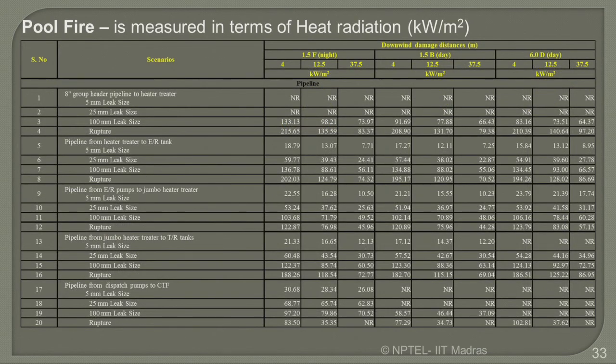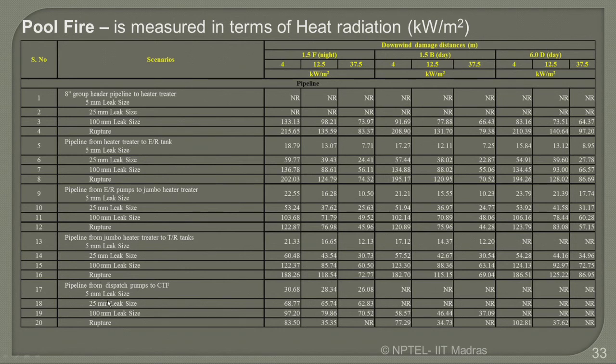The second scenario studied is pool fire, which is also measured in terms of heat radiation in kilowatt per square meter. Similarly, for different scenarios for the pipeline and different scenarios for the tankers or vessels, the downward damage distances in meters are evaluated and determined from the software for a given scenario of 5 mm leak size, 20 mm leak size, 100 mm leak size and whole bore rupture for different locations of heater treater, ER tank, jumbo heater treater, TR tanks and pipelines which goes from the pump to the CTF.